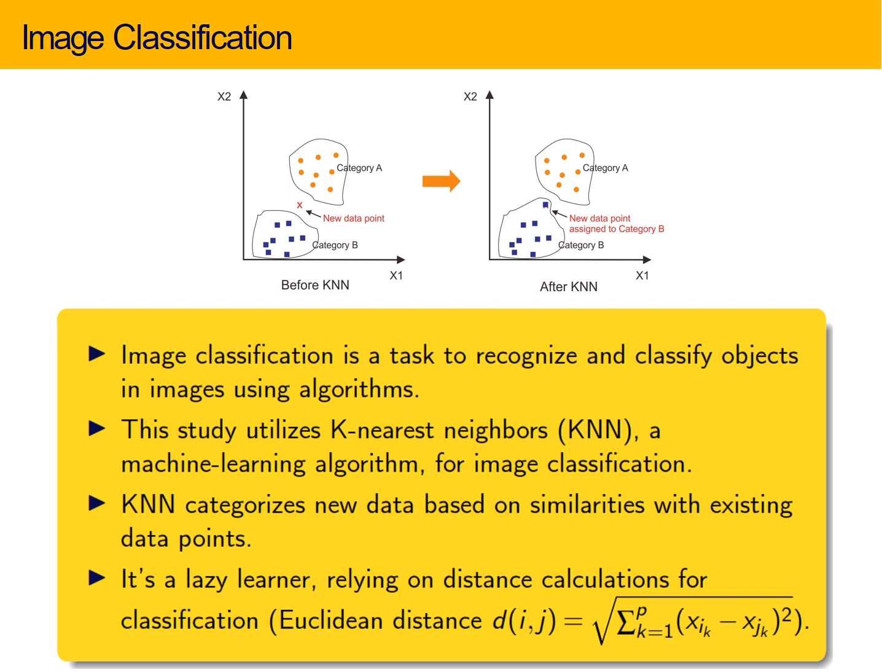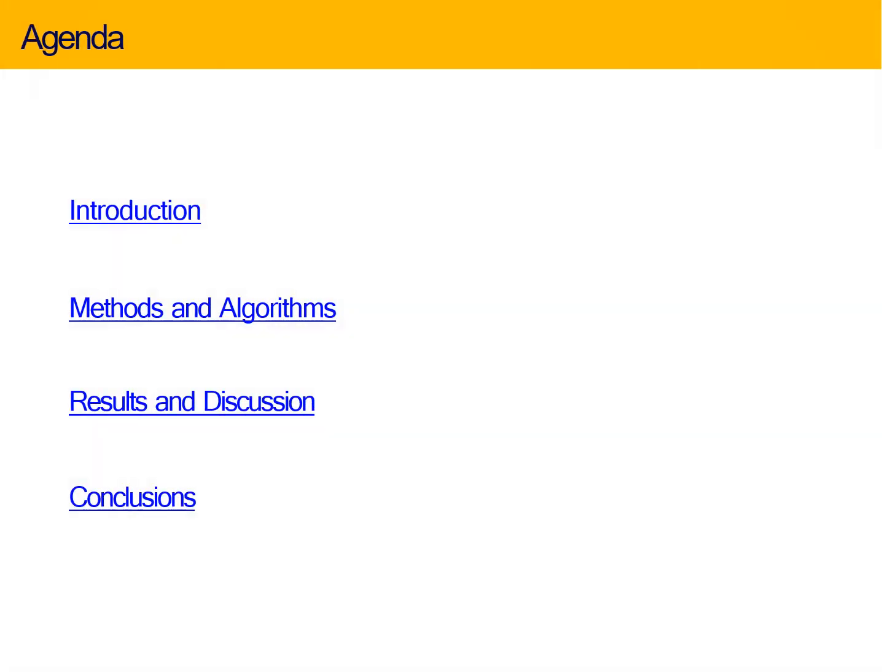KNN is considered a lazy learner as it does not explicitly learn a model during the training phase. Instead, it stores the entire training dataset and makes predictions based on the distance calculation, typically using the Euclidean distance.